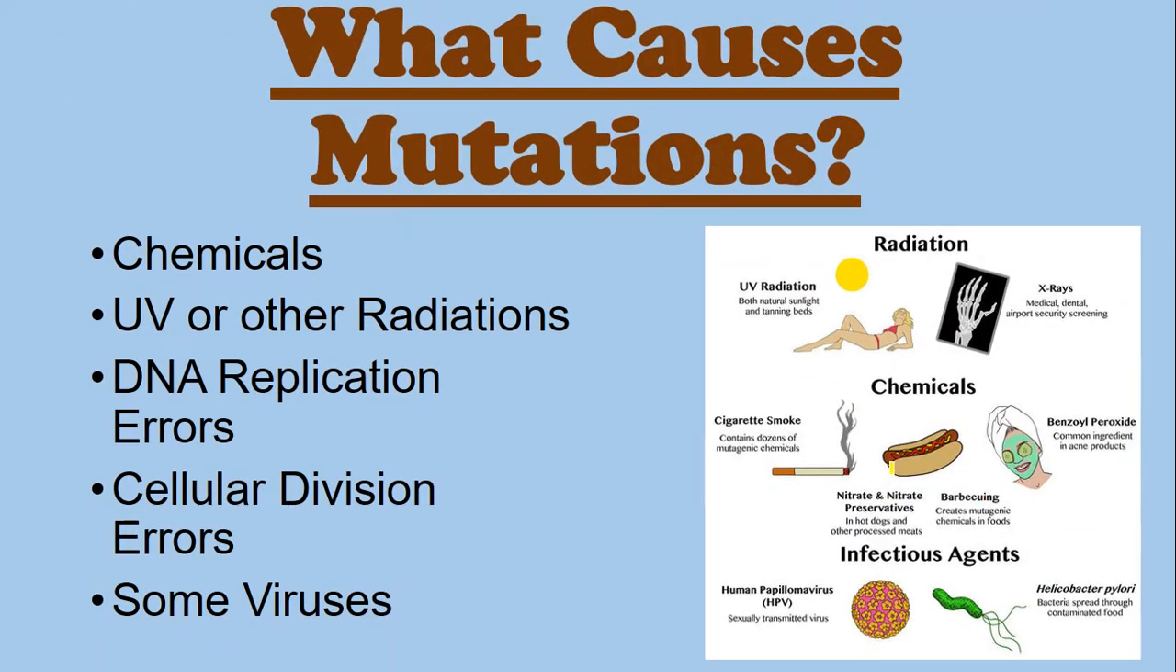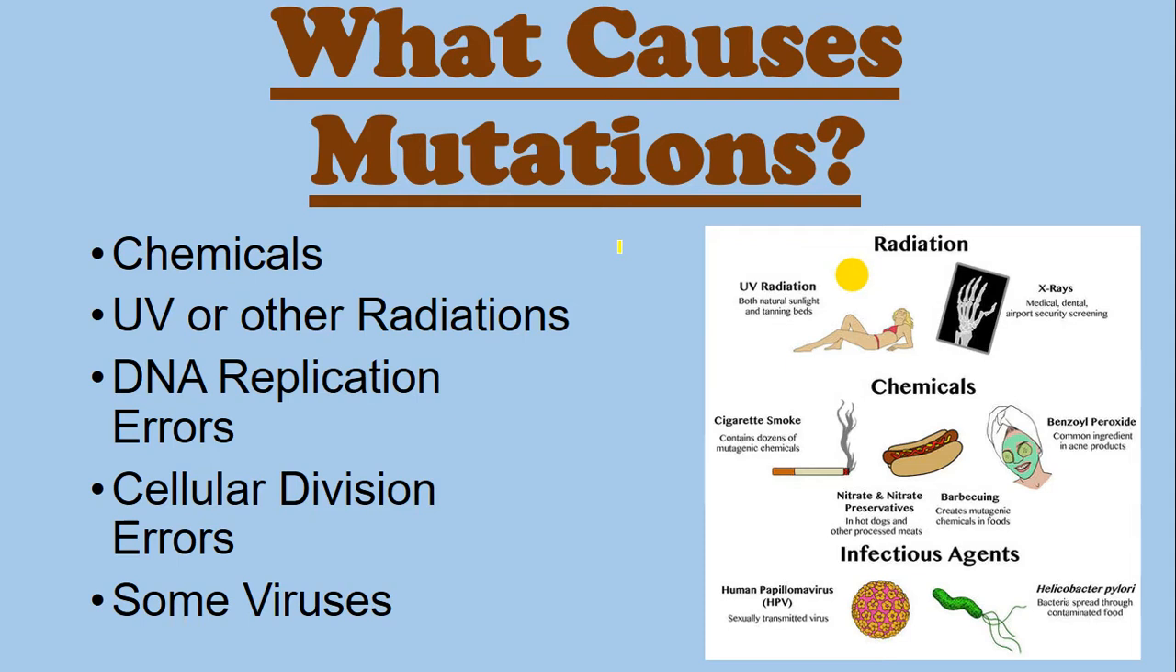So what can cause mutations? Well, one, chemicals can cause mutations. We're talking about stuff like smoking or vaping, some foods we eat, even some of the cosmetic stuff that we use. They all have chemicals in there and they could actually cause mutations. UV or other radiation, so we're talking like sunlight. If you get a sunburn, that is actually damaging your DNA, and that's one reason why the skin peels, because we're trying to get rid of those damaged DNA cells.